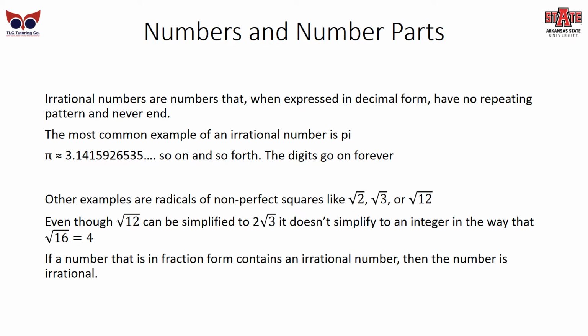Also, radicals and non-perfect squares, like the square root of 2, the square root of 3, or square root of 12, these don't have endings. They go on forever. And even though the square root of 12 could be simplified to 2 times the square root of 3, it doesn't simplify to an integer in the same way that the square root of 16 is 4. So if a number that is in a fractional form has an irrational number, then that number is also irrational.